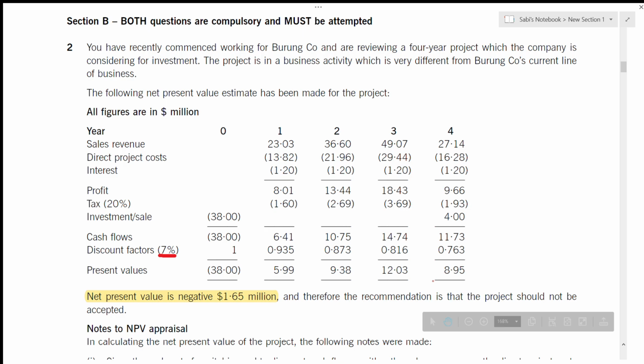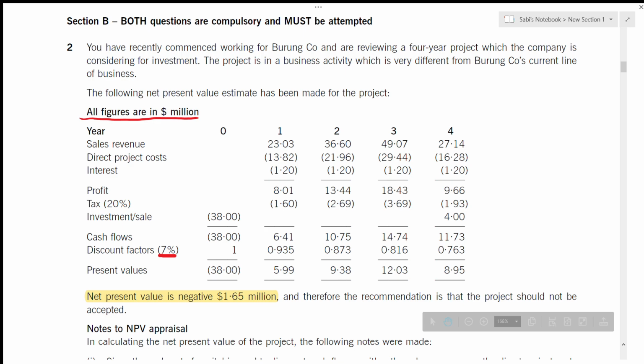You also are going to create a table like this, and then you are going to write all figures are in dollar million. This thing you have to write, right? Because you are not going to deal in millions, and you don't want to mess yourself by dealing with so many zeros. So you also have to write 0, 1, 2, 3, 4, and then we start with sales. This is uninflated sales. What you have to do, you have to inflate the sales by how many percent? By 8%. So let's do that.